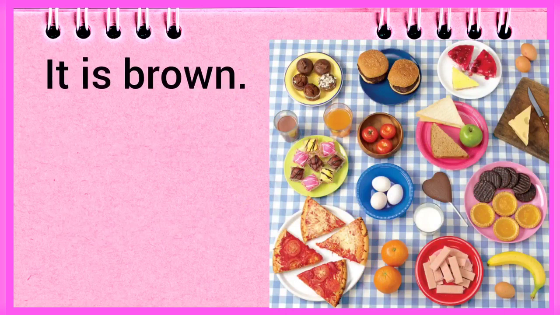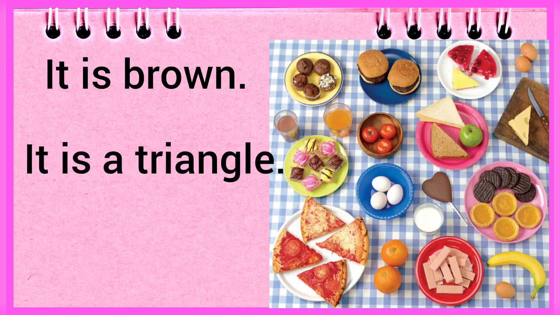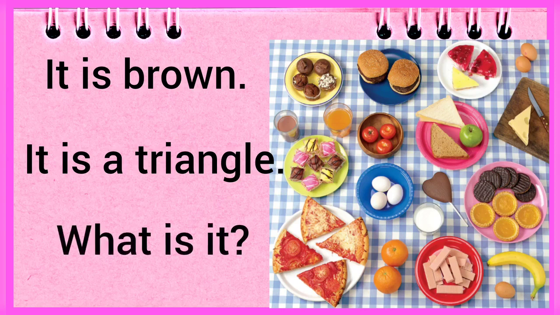ببینیم تو عکس بعدی چه شکلی میخوای. It is brown. Brown، قهوه‌ایه. It is a triangle. Triangle یعنی مثلث، سه گوش. What is it؟ داری فکر میکنی؟ Very good, excellent. It's a sandwich.